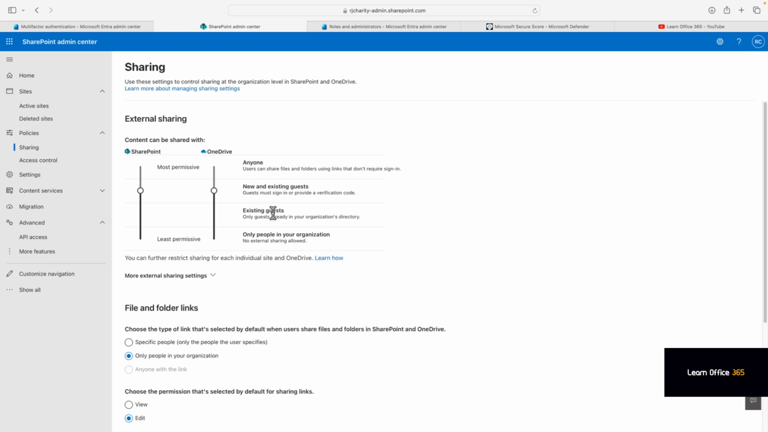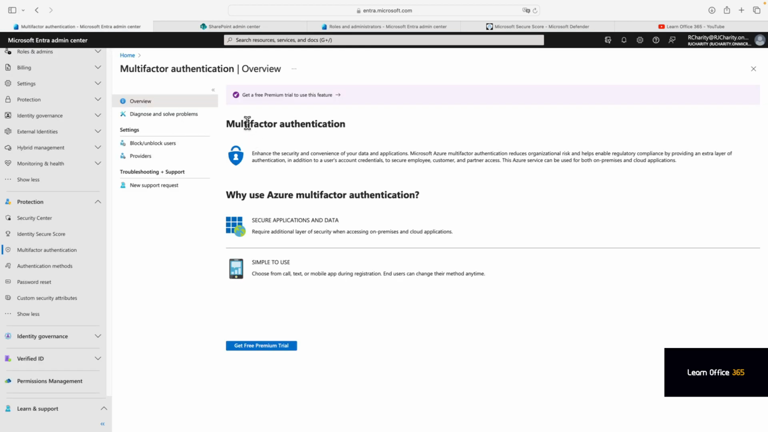Also the sharing center settings. So you'd be very cautious with how you implement these settings, because if it's wide open, you've got data loss problems and risks. And if it's too tight, then there might be issues sharing content with third-party providers and partners.